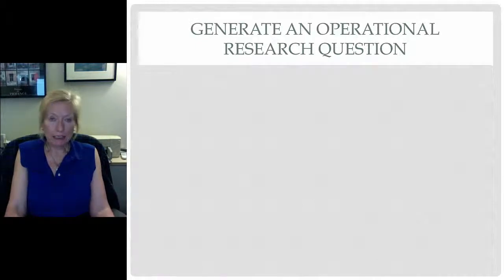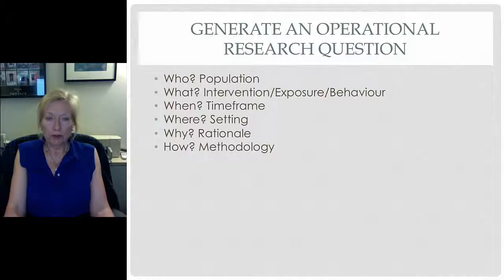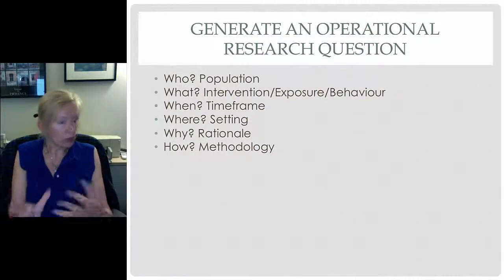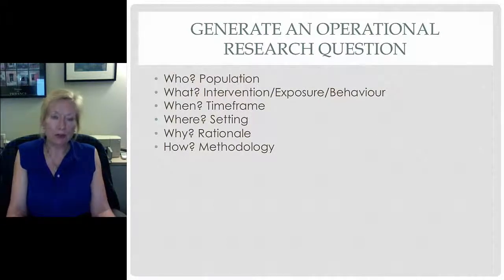And then the next topic is generating an operational research question. When you're developing a research question, one way to think about framing it is to think about the who, what, when, where, why, and how. The who would be the population that you're going to be looking at. The what is what you're going to be doing. Are you doing an intervention? Are you exposing some part of the population to something? Are you looking at a particular type of behavior? You're looking at the when, the time frame. Obviously, you have to limit the time frame. You're looking at the setting. You're looking at why you're doing this, what's the rationale, and how you're going to do this, the methods and the methodology.